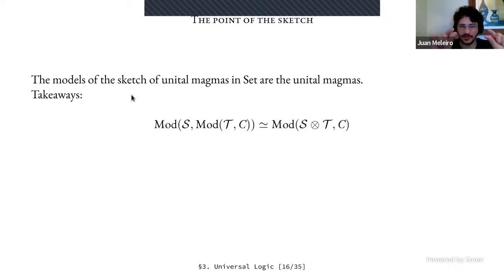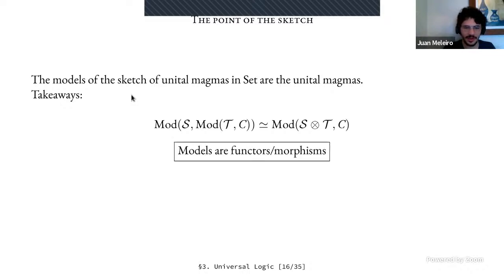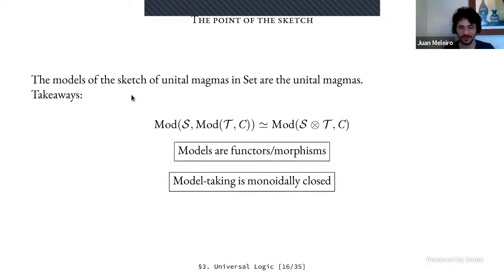But this is an important theorem, which relates translation and combination. If you take the models of a sketch inside of a category, you get a category. And then if you take the models of another sketch inside of that category, then it's the same as taking the models of the combined sketch inside of the original category. So model taking is monoidally closed, and models are functors. The way we define the models is that it's a functor coming from the syntactical category of a sketch into a semantical one. And there's a kind of monoidally closed structure. You can play with combination and translation.